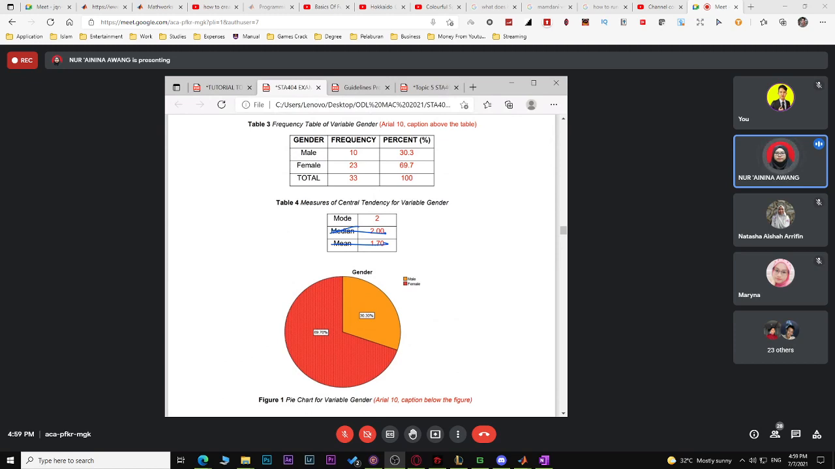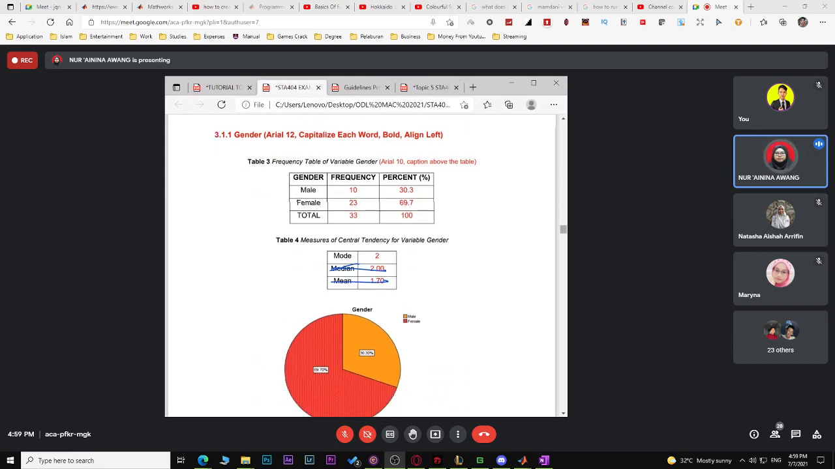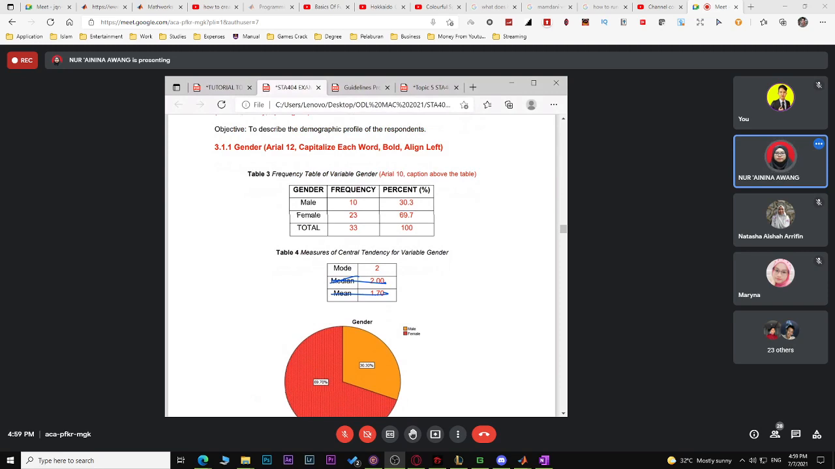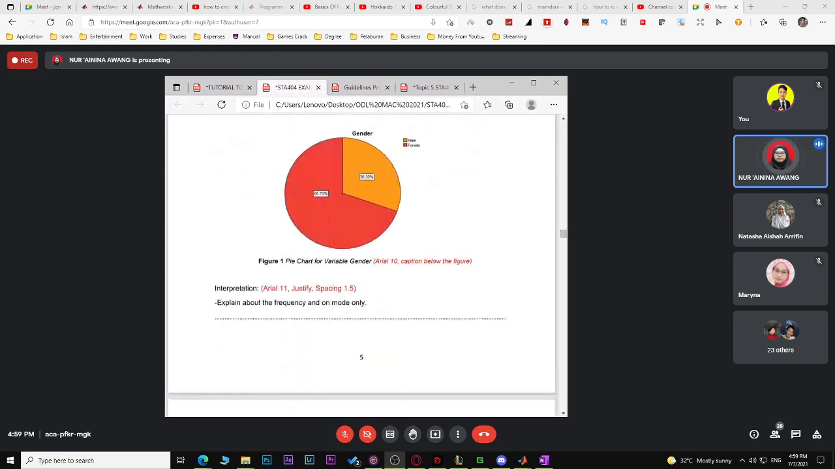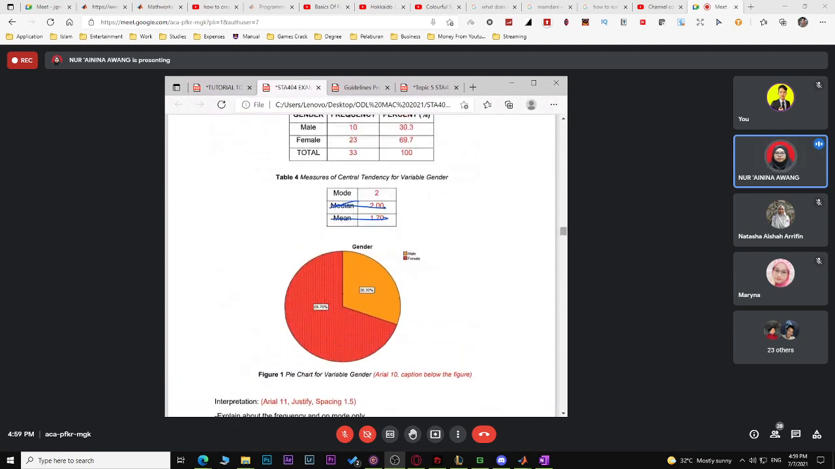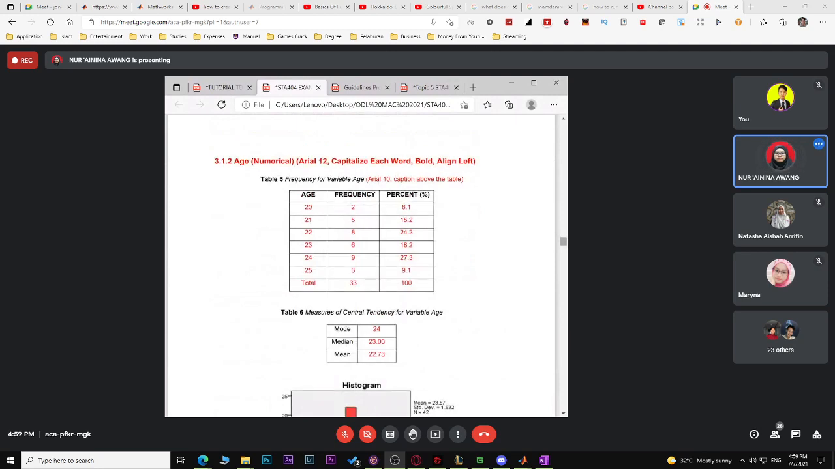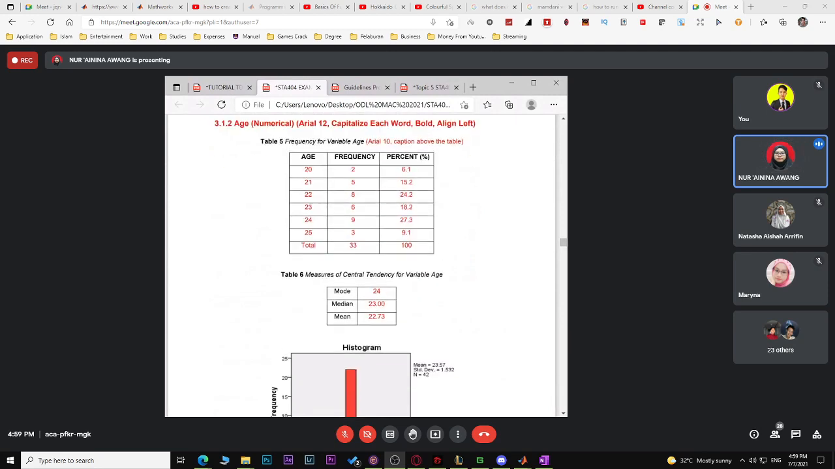Okay, you just cerita je lah ada berapa ramai male, ada berapa ramai female. Apa yang you belajar dekat topik tu, you just interpret apa yang boleh interpret. Okay, so itu adalah untuk gender contohnya. Make sure you ada graph and then ada interpretation. Okay, so untuk the second one, untuk age, so semua orang memang buat isi tempat kosong, so you akan ada banyak lah you punya frekuensi.